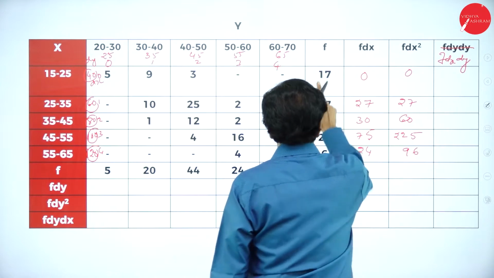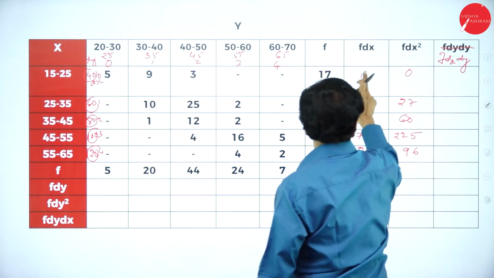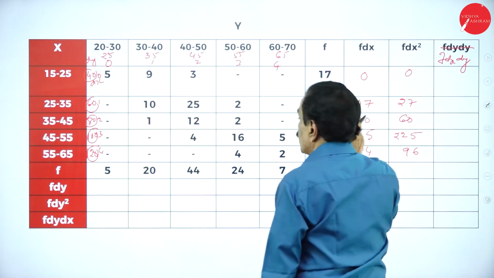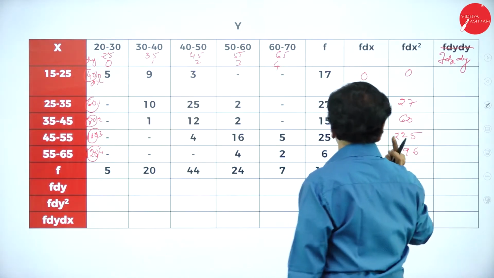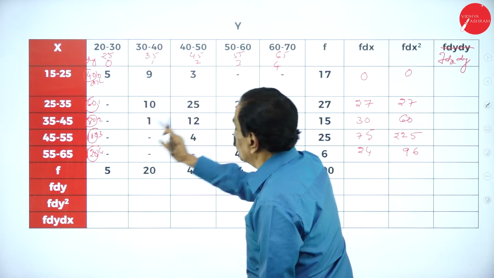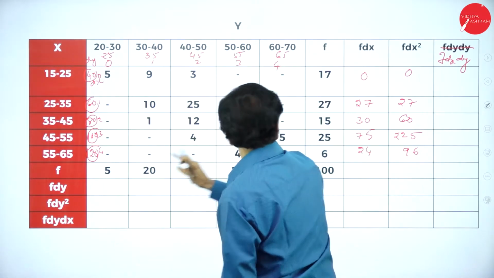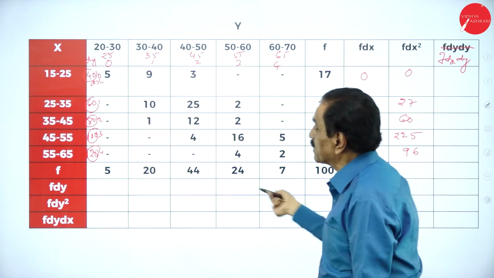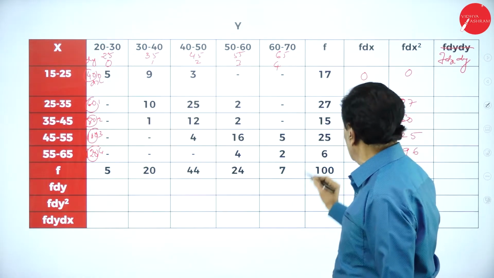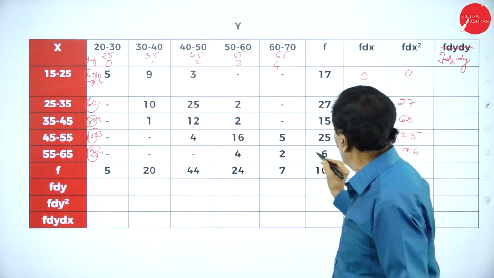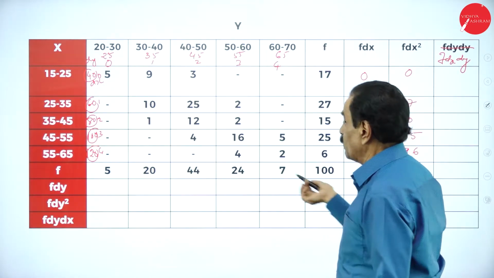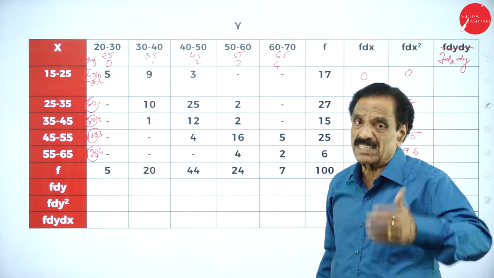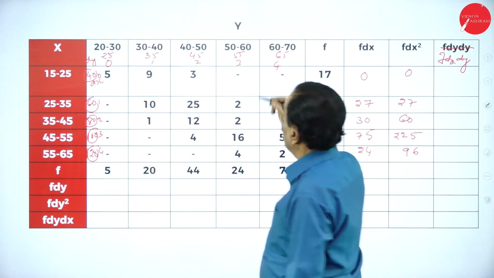I will repeat. 17 into 0 is 0, 0 into 0 is 0. 27 ones are 27. 15 into 2 is 30, 30 into 2 is 60. 25 into 3 is 75. 6 into 4 is 24, 24 into 4 is 96. Same number: f dx square means f dx into dx. That's all. What is f dx square?